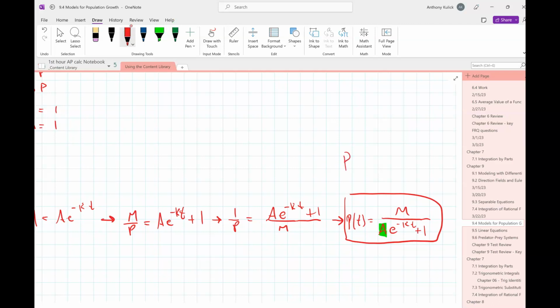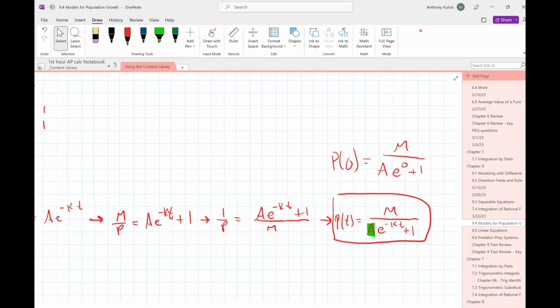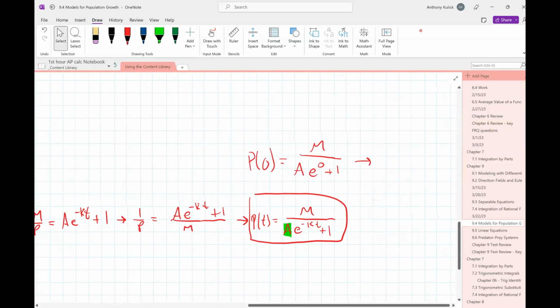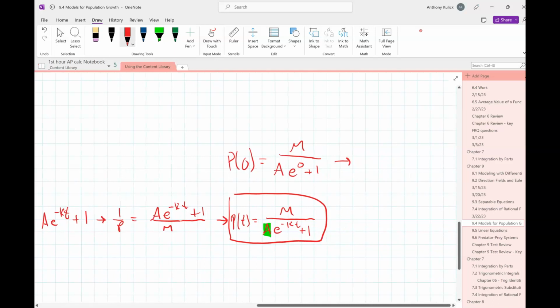So we do that for P of 0. If I do that, P of 0 is going to be M over A e to the, well, k times 0 is just 0, plus 1. So I'm trying to solve for A. So let's make a reciprocal of both sides to get that A out of the denominator.